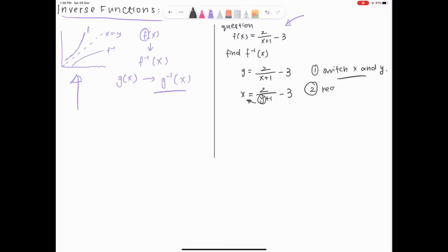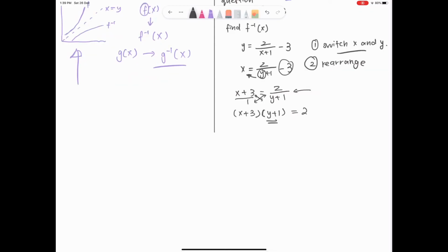So you have to rearrange and manipulate the equation. First of all, I'm going to move the 3 over to the other side. So x plus 3 equals 2 over y plus 1. And now I see the only way I'm going to get rid of this fraction is to cross multiply like this. So x plus 3 times y plus 1 equals 2.